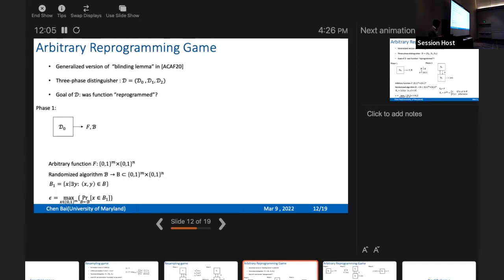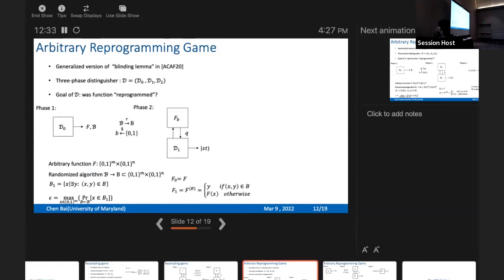So if you run the script b, you get output a set capital B. And the probability of each element in this capital B is at most epsilon. So here, the distinguisher has full access to the function f. It knows exactly what the function is, and she can actually select how the function will be reprogrammed based on the choice of the random algorithm script b. So to see how it works, let's take a look at the second phase.